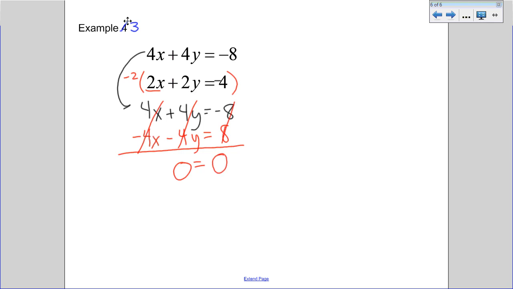Ladies and gentlemen, we have what we call special solutions. What are our two types of special solutions? Infinitely many or no solution. Which category does 0 equals 0 fall in? Infinitely many, because is this a true or a false statement? That's what it's going to look like for elimination. Does that make sense, ladies and gentlemen? Yes.